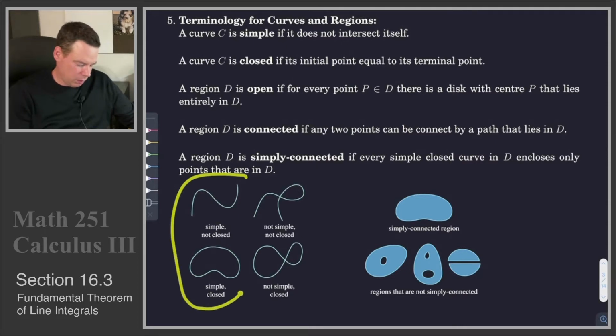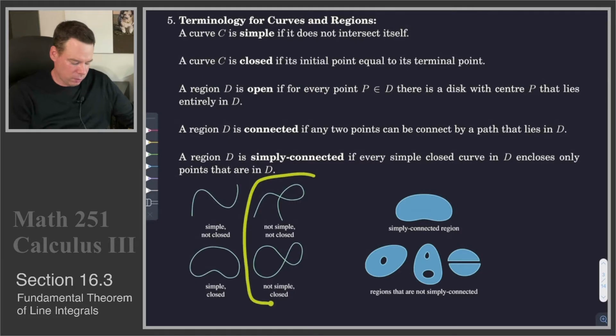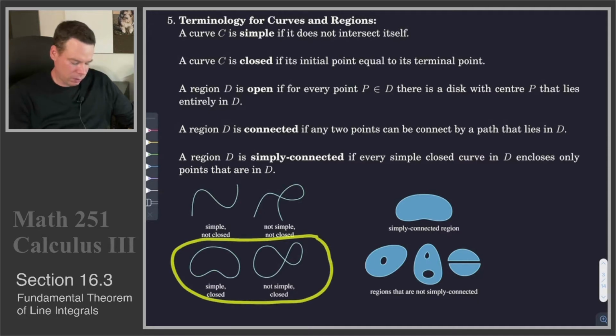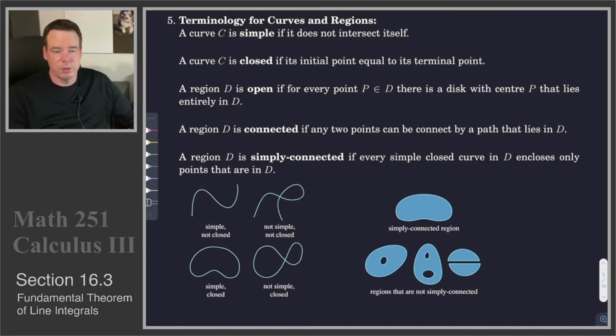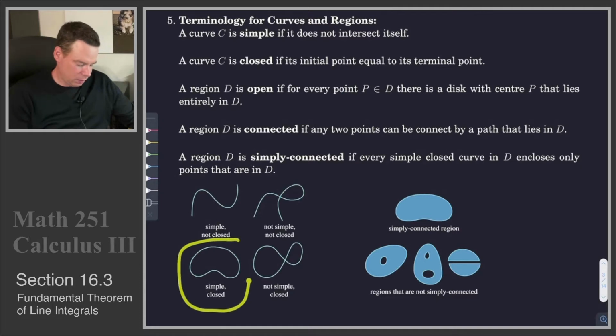So here's a couple of curves drawn that are simple, whereas the ones on the right, these are not simple curves. They're self-intersections. A curve is called closed if its initial point corresponds with its terminal point. So there's a couple of curves that are closed. The other ones, the two in the top row, aren't closed. Their terminal and initial points don't coincide with each other. So this one in the bottom left is an example of a simple closed curve.